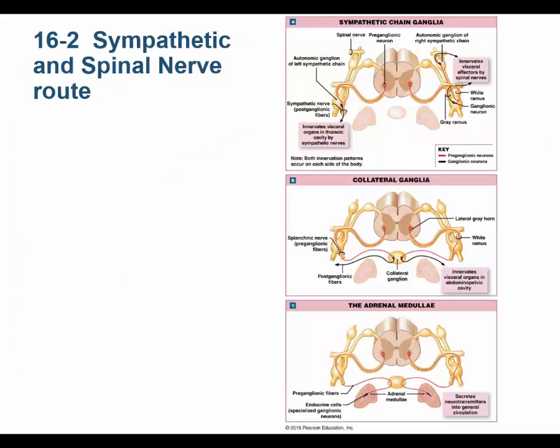So those are the four routes that the sympathetic neurons can take. You have the sympathetic nerve route, right here. You have the spinal nerve route right here. You have the collateral ganglion route right here. We also sometimes call it the splanchnic nerve route. And then we have the adrenal medullary route right there. So those are the four routes the sympathetic neurons can take.